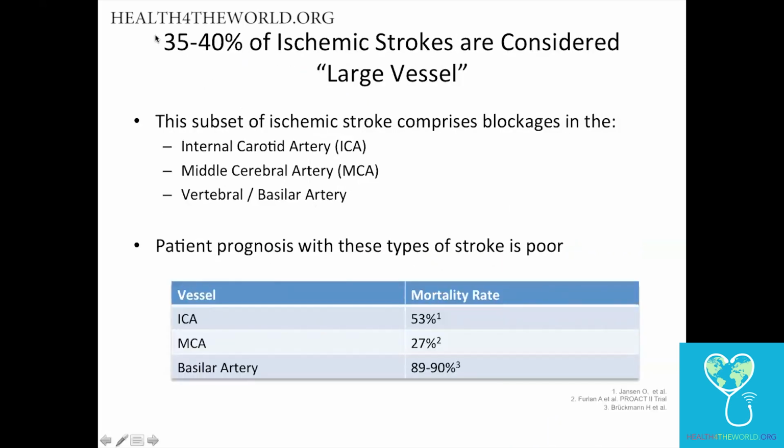As I mentioned, a significant fraction of strokes, almost 50% of them, will be considered what we call large vessel. These are those of the internal carotid, the proximal middle cerebral artery, and then of course the posterior circulation, the vertebral basilar arteries. And so you can see here that when you have these larger vessel occlusions, in addition to them being more recalcitrant to IV-TPA, they also carry higher mortality rates, which is not surprising, given how much territory is affected when you more proximally occlude things.